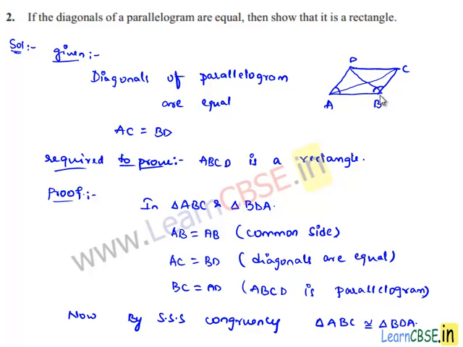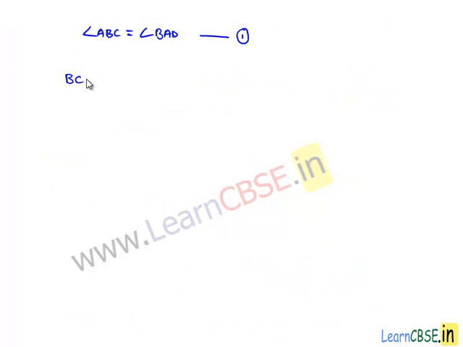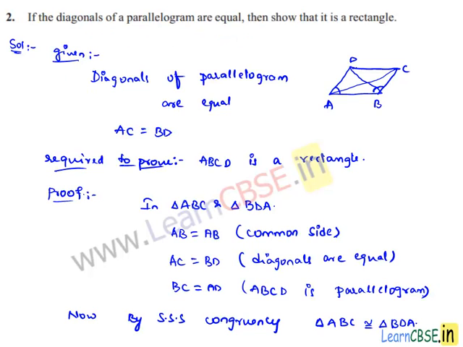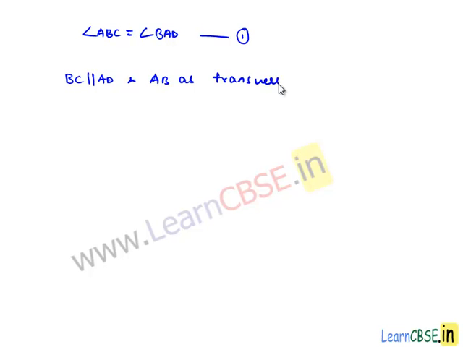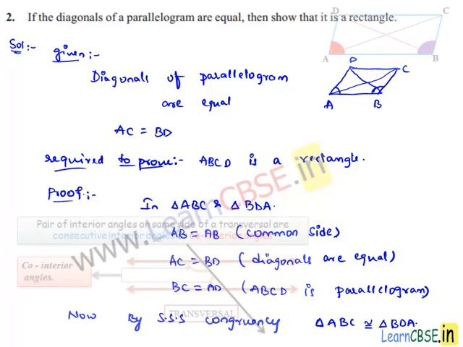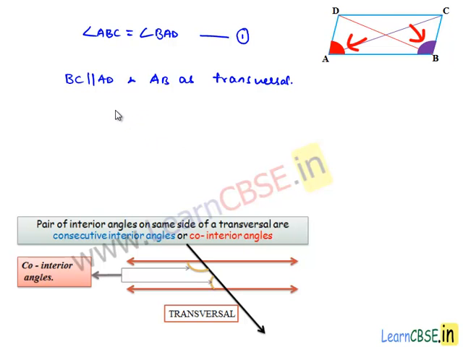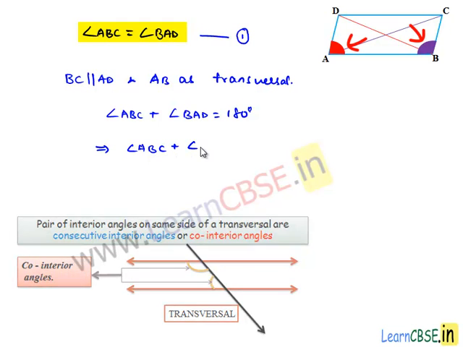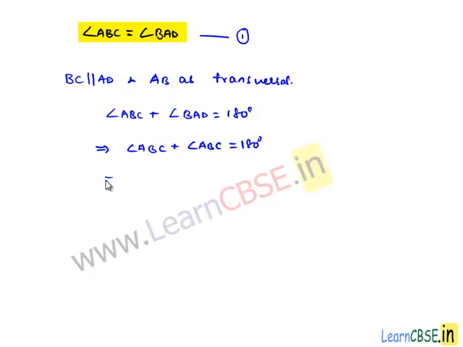Now let us assume that BC is parallel to AD and AB is the transversal. Then angle ABC and angle BAD lie on the same side of the transversal, and we know that the sum of angles lying on the same side of a transversal is equal to 180 degrees. We can say angle ABC plus angle BAD is equal to 180 degrees. But from equation 1, angle BAD is nothing but angle ABC. So 2 times angle ABC is equal to 180 degrees, which implies angle ABC is equal to 180 by 2, which is 90 degrees.